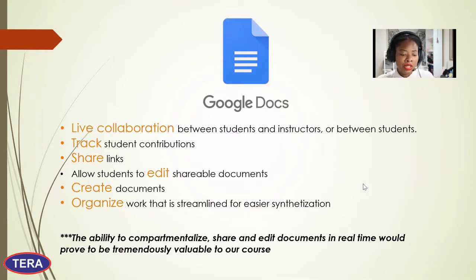The ability to compartmentalize, share, and edit documents in real time would prove to be tremendously valuable to our courses.